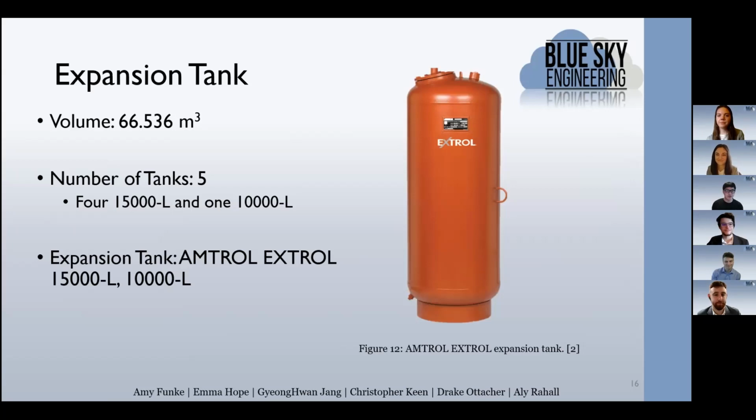So the expansion tank could also play an important role in this kind of closed-loop hydronic heating system because it maintains sufficient pressures in all parts of the system in order to prevent boiling, including cavitation at components. For the system, a bladder-type expansion tank was chosen because it requires smaller volume and is reasonable price compared to other options. Expansion tank was sized based on formula and calculations given in the ASHRAE handbook, and it was found that total expansion tank volume will be about 66.5 meters cubed. Therefore, 4 of Amtrol Extrol 15,000 L and 1 of Extrol 10,000 L were chosen to be installed.